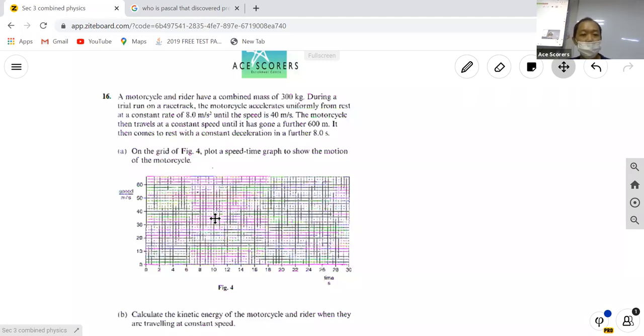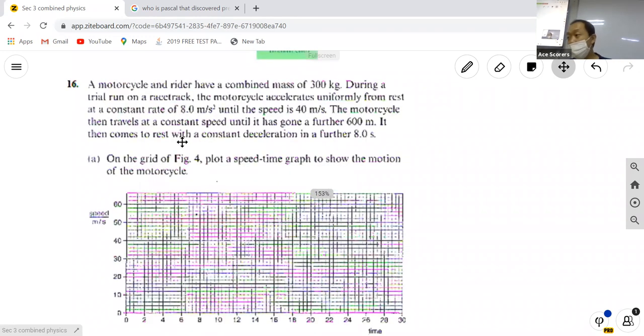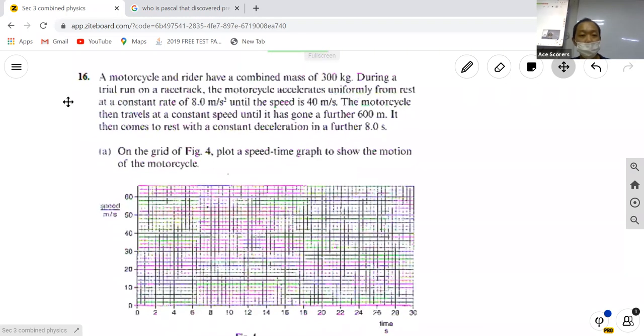Okay, a motorcycle rider with combined mass of 300 kg, during a trial run, the motorcycle accelerates from rest at a constant rate of 8 to the speed of 40. The motorcycle then travels at constant speed. Okay, so we gotta read the story. Only I can do it because yours is a bit too hard to visualize.